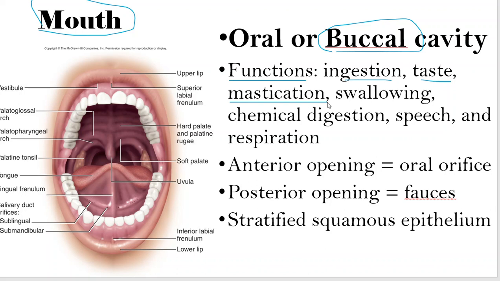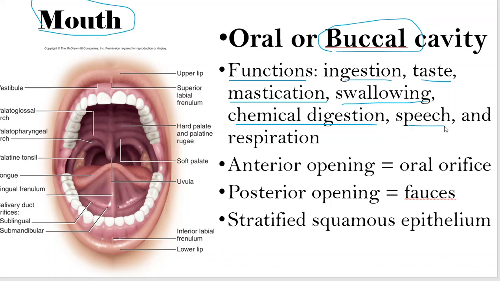Mastication is the act of chewing. It's the teeth tearing into the food. We're going to swallow. Some chemical digestion, there's something called salivary amylase. Salivary amylase is the chemical that starts the breaking down of carbohydrates, starts in the mouth. There's another amylase later on to finish it, but that's what it is.